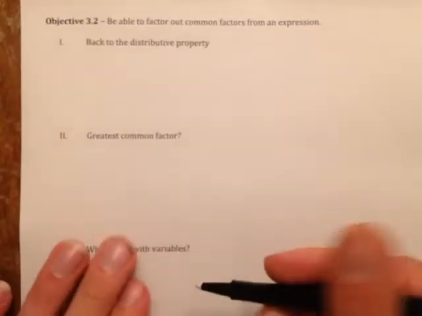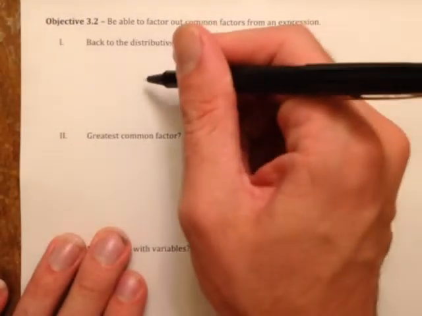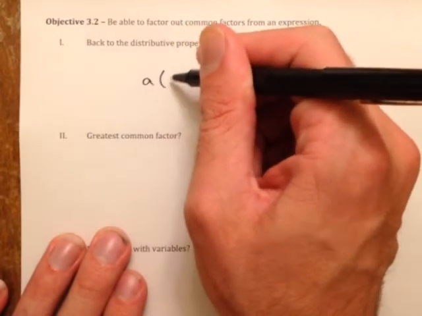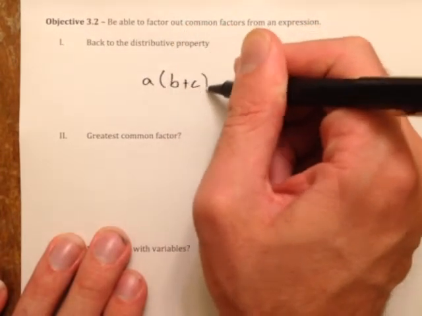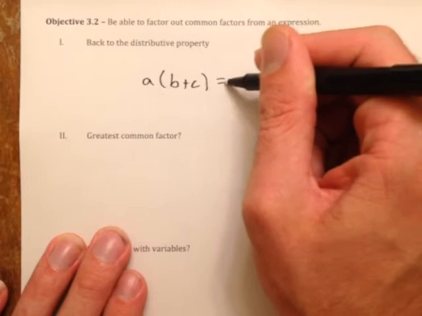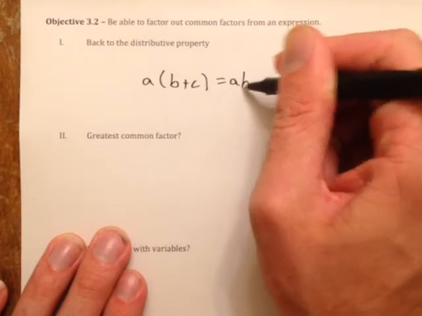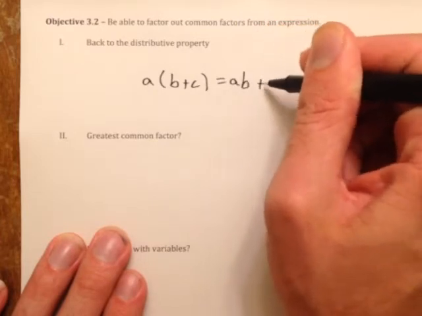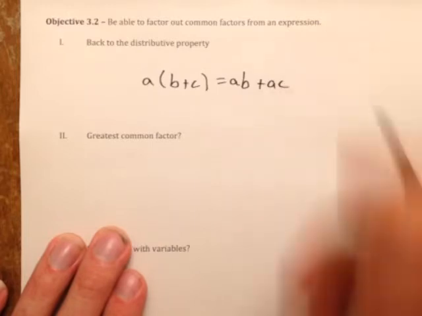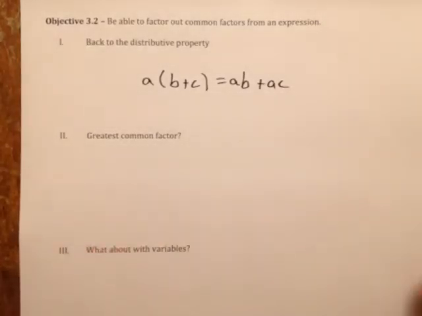Alright, I'm assuming you've done that at this point, and hopefully what you wrote down was this, that A times the quantity B plus C is equal to AB plus AC. Meaning that if we have multiplication outside of parentheses, as long as we distribute that multiplication to both terms, we're kind of allowed to break order of operations there. It's just another way of writing that expression.